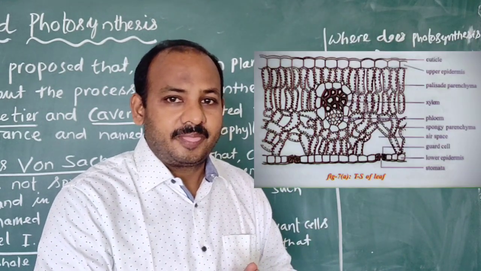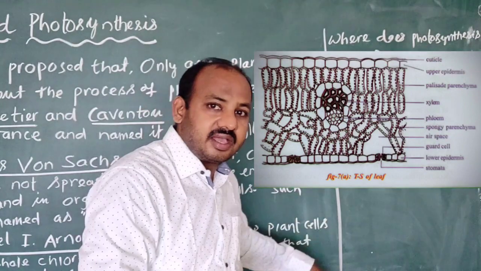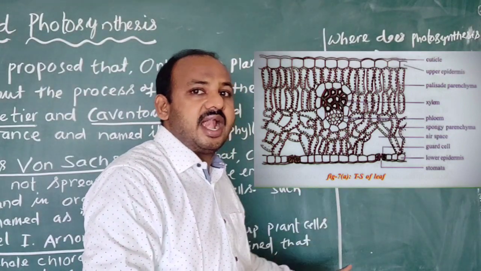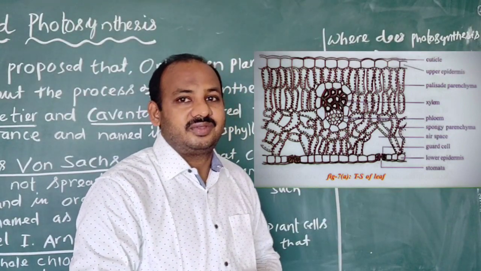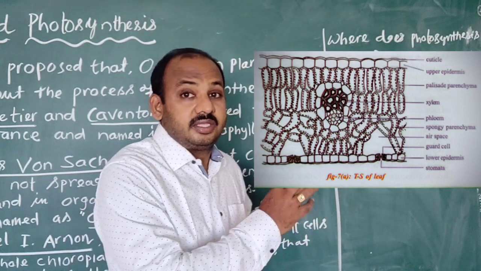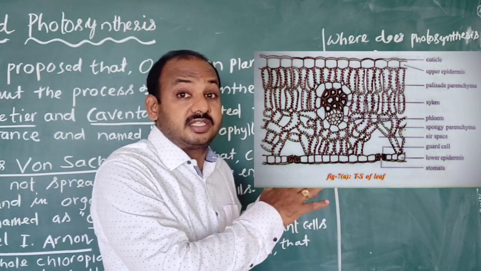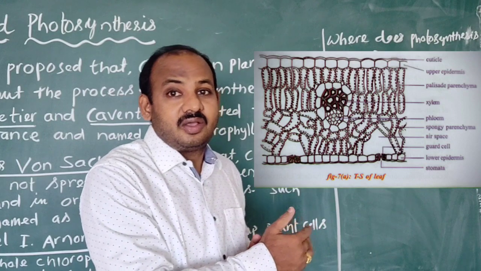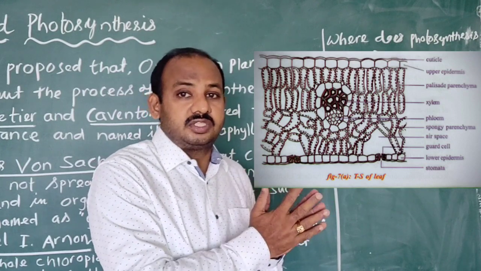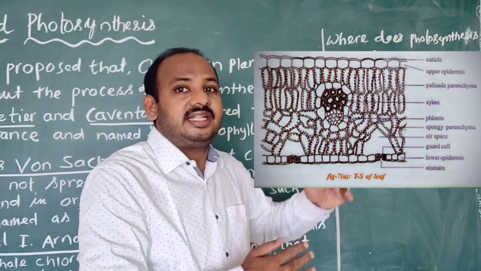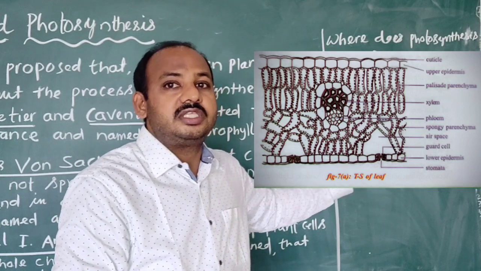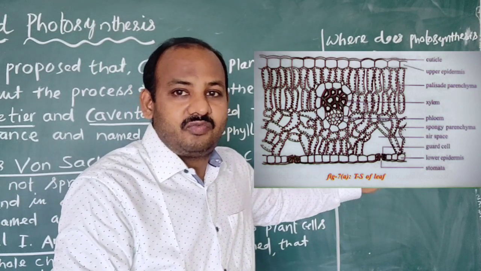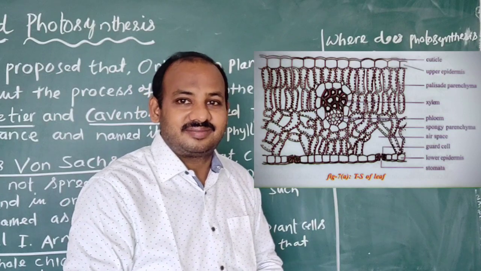Okay, children? And through the stomata, the carbon dioxide from the atmosphere enters into the leaf. So the structure of the leaf is arranged in such a manner that all the requirements of photosynthesis can easily reach the leaf, which is the food factory of the plants.